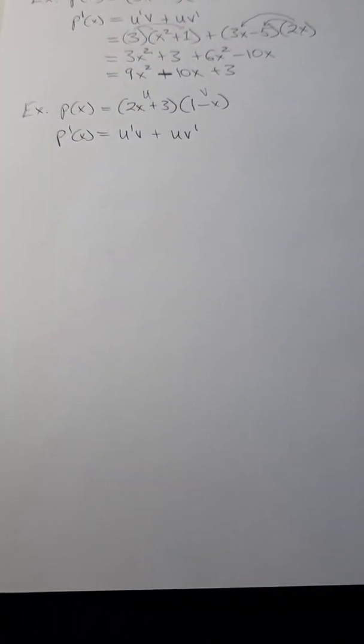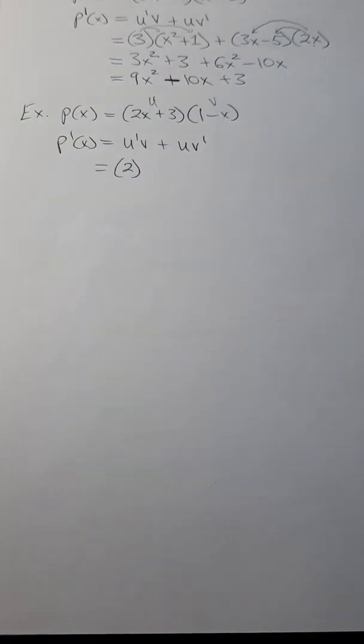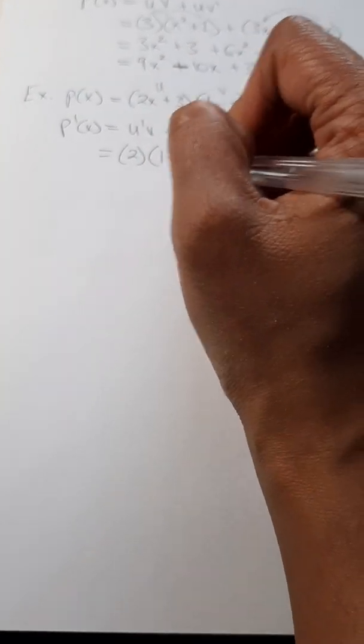Okay, so first we're going to take the derivative of 2x plus 3. So 2 times 1 here, which is 2. I always put it in brackets so you don't get confused. And then you're going to keep V the same, so it's 1 minus x.